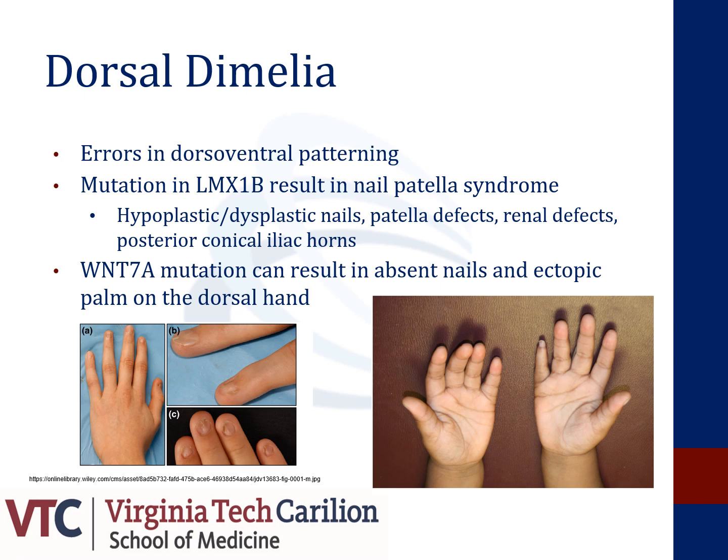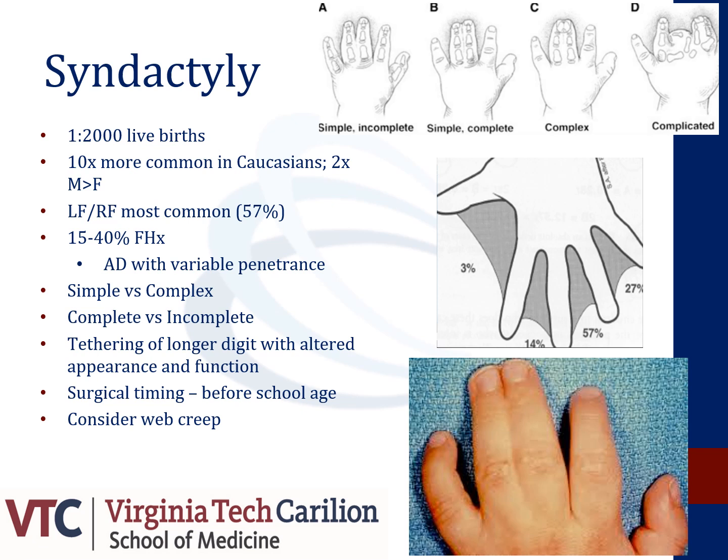Dorsal dimelia results from errors in the dorsal to ventral axis, again from the wingless-type pathway from LMX1. One such example of this is nail-patella syndrome, in which the patients have hypoplastic nails, patellar deformity and instability, renal defects, and conical iliac horns. And here you can see the hypoplastic nails on the dorsum of the hand.